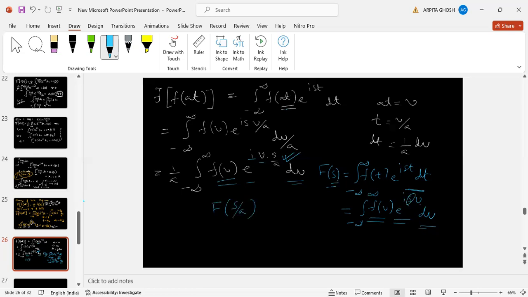Is that understood, Sayak? Okay, Sayak? Yes, ma'am. Okay, along with 1 by a. So this is called the change of scale property. The Fourier transform of f of at is 1 by a into capital F of s by a, where capital F of s is the Fourier transform of small f of t.